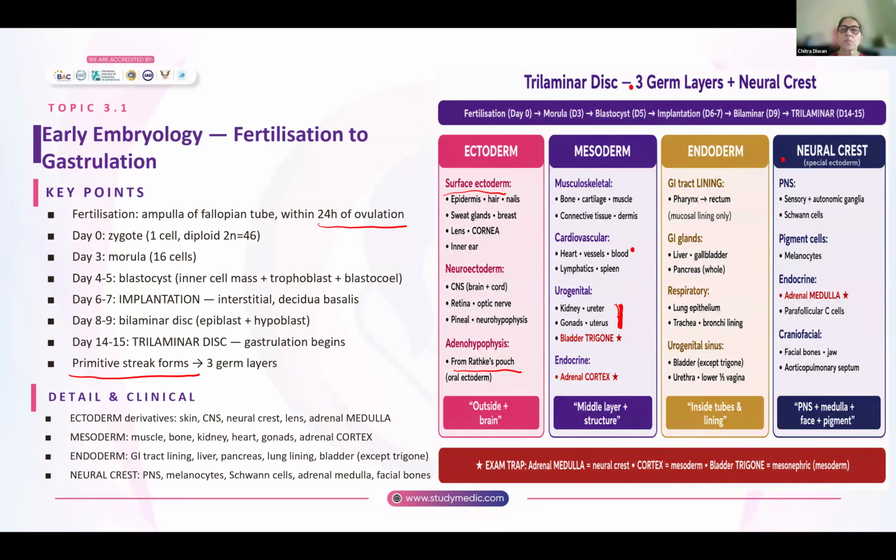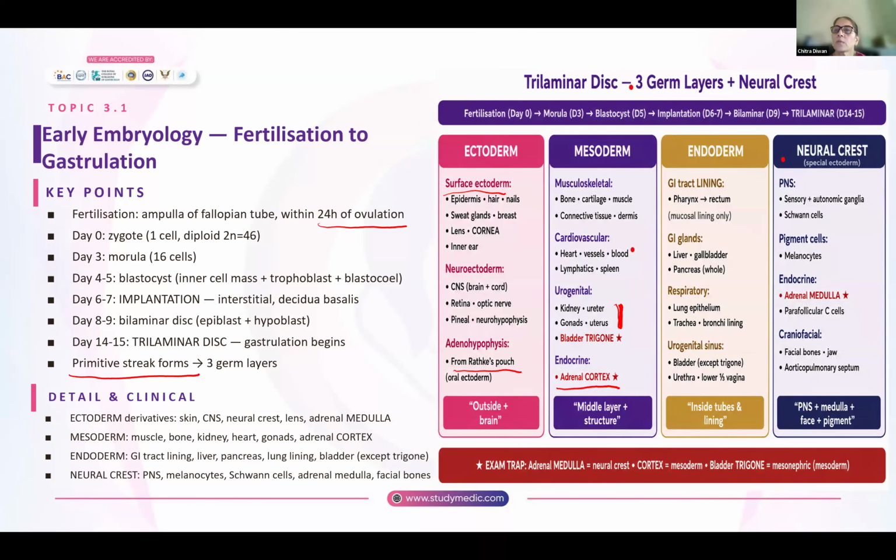Another exception to this, the adrenal cortex. Please remember, adrenal cortex develops from the mesoderm. Now endoderm means it is the innermost layer. So all the lining of the GI tract, the respiratory tract, then the urogenital, everything, all this innermost lining, it comes from the endoderm. So inside the tubes and all the lining, that is your endoderm.